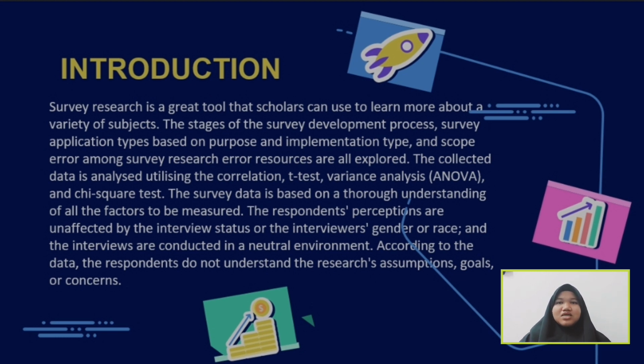The survey data is based on a true understanding of all the factors to be measured. The respondent perceptions are unaffected by the interview status or the interviewer's gender or race, and the interviewer conducts in a neutral environment. According to the data, the respondents do not understand the researcher's assumptions, goals, or concerns.